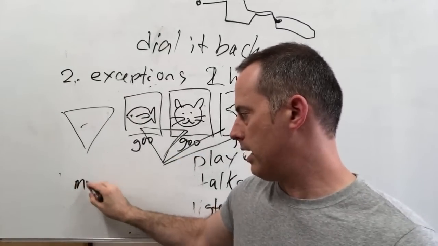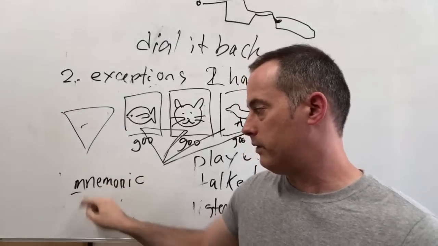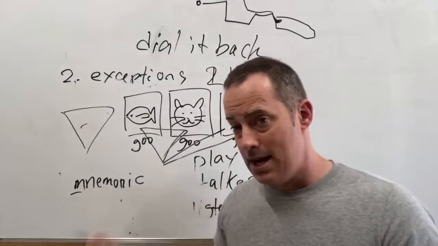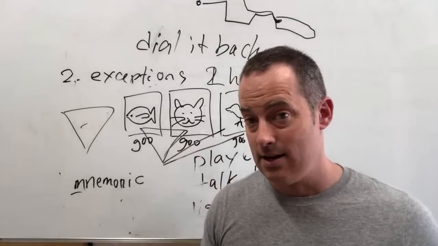All right, mnemonic. So it starts with an M here. There's a silent M at the front of that. A mnemonic, so we pronounce this with an M, mnemonic. This is a memory aid.